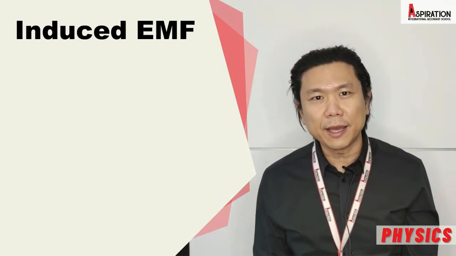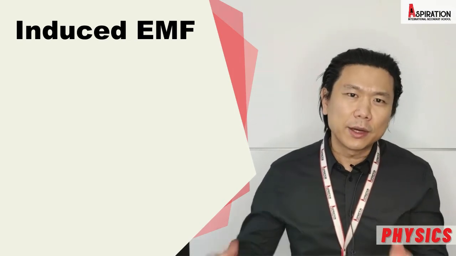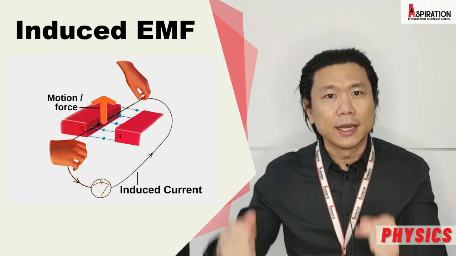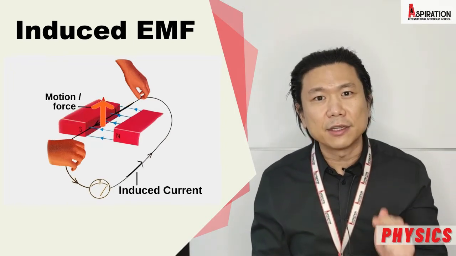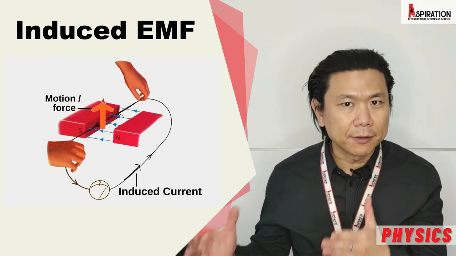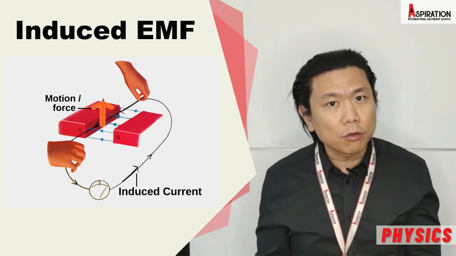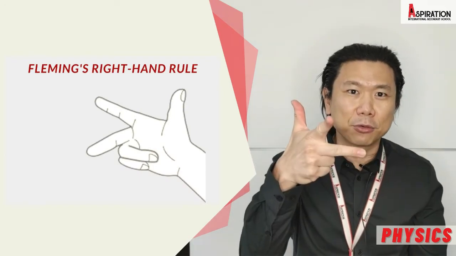Moving on to induced EMF, which in turn induces current. Now in physics, when a conductor is moved physically across magnetic field lines, or we say the conductor cuts the magnetic field lines, in this case, current is induced. Usually the magnetic field and the magnetic field lines come from the permanent magnets. As the conductor is moved across the magnetic field lines or cuts the magnetic field lines, the flow of induced current is according to Fleming's right-hand rule.